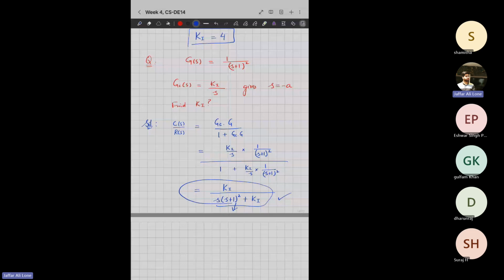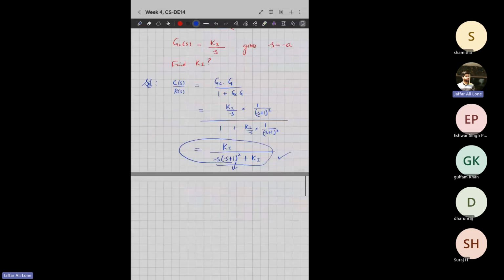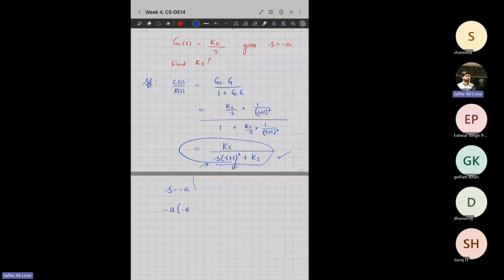But the question is saying it gives a closed loop pole at S equal to minus A. That means the denominator equation will be satisfied at S equal to minus A. Just put S as minus A. Then in the denominator you get minus A into minus A plus 1 whole square plus Ki equal to 0. We have to find the value of Ki. Then Ki will be equal to A into 1 minus A whole square.